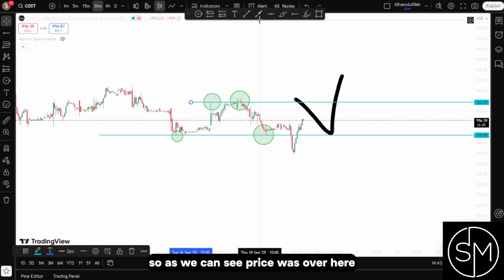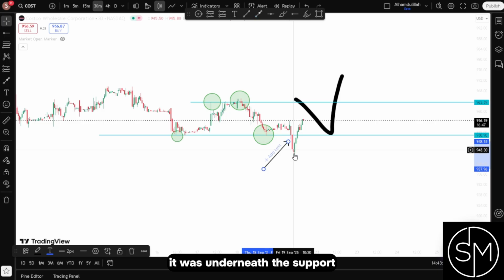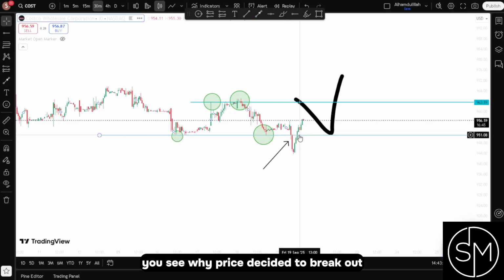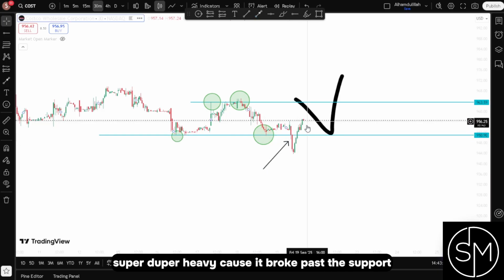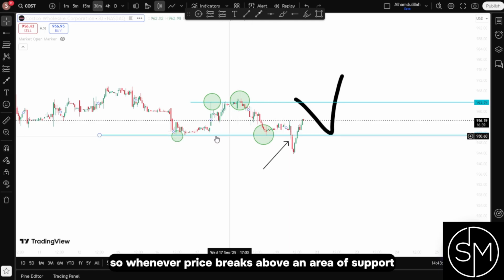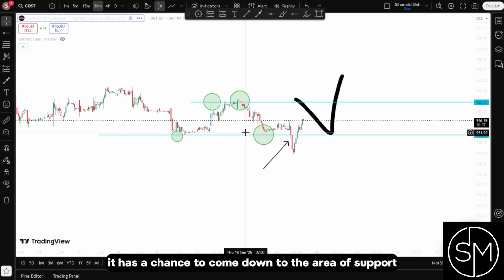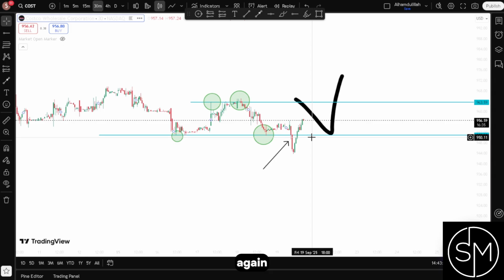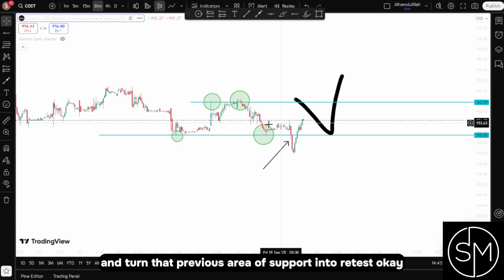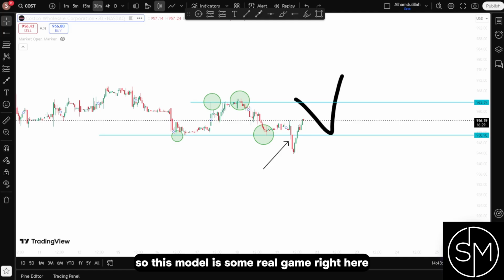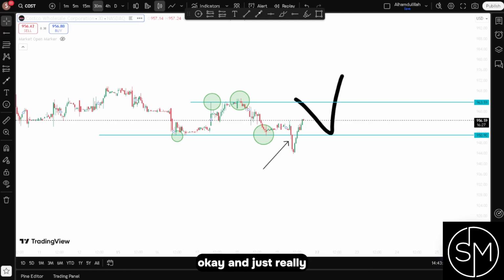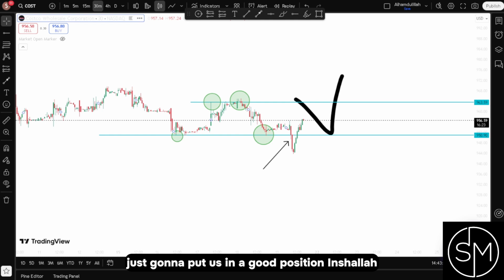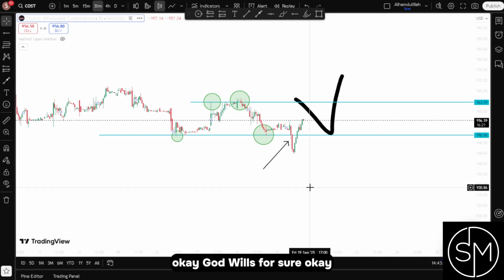So as we can see, price was over here, underneath the support. But you see why price decided to break out super heavy, because it broke past the support. So whenever price breaks above an area of support, it has a chance to come down to the area of support again and turn that previous area of support into a retest. So this model is some real game right here, and really seeing and studying this model is really just going to put us in a good position, inshallah. If God wills, for sure.